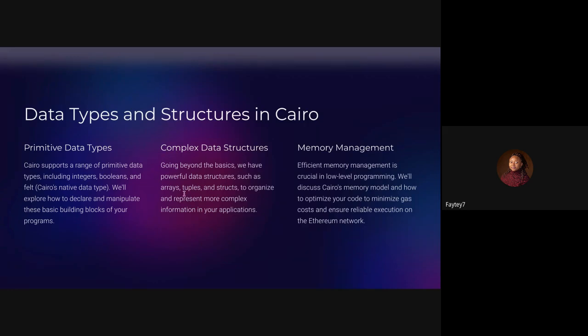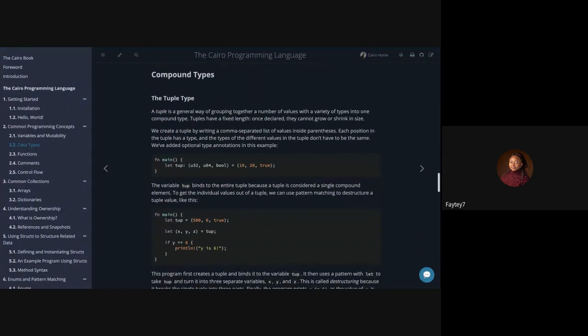Okay. Complex data types, the arrays, tuples, structs, all that. So for the compound types, we have the tuple type. Tuple type is a general way of grouping together a number of values with a variety of types into one compound type. Tuples have a fixed length. Once declared, they cannot grow or shrink in size. So we are safe to say that a tuple is also immutable once it has been declared. And this is an example of a tuple. This particular tuple contains different data types. It contains a uint32, a uint64, and a boolean.